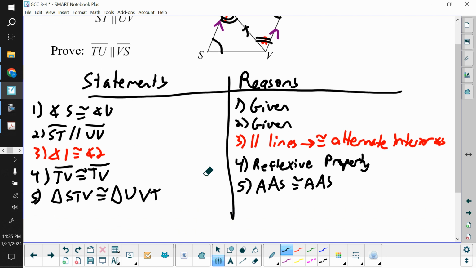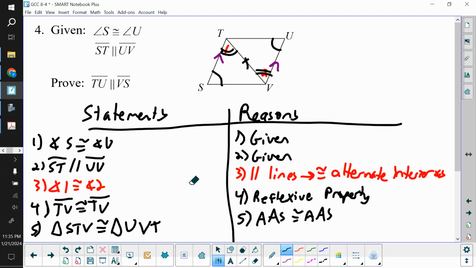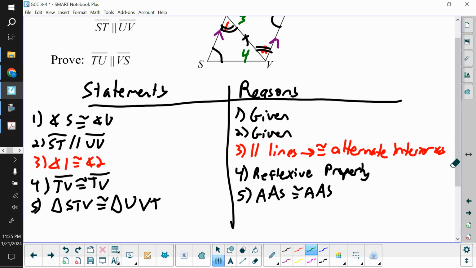Okay, so we still haven't proven what we wanted. Our goal was to get some sets of angles congruent to eventually get TU parallel to VS. So let's just look at a quick zigzag with TU and VS. This would be the zigzag we'd have. So the angles of that zigzag are the ones that we want to get congruent. So I'm going to go ahead and call those 3 and 4. I didn't mark them up yet because we don't have them congruent yet, but we will in a second.